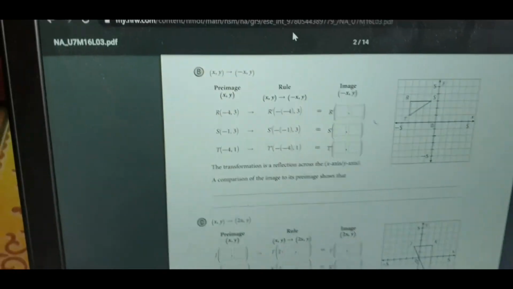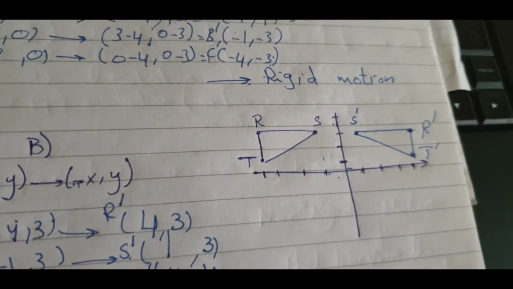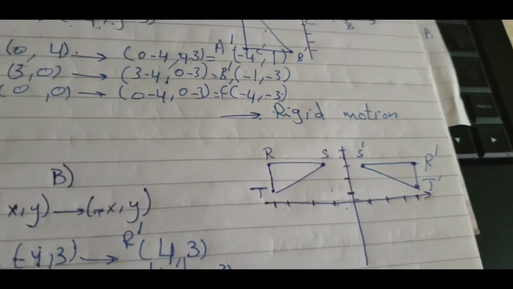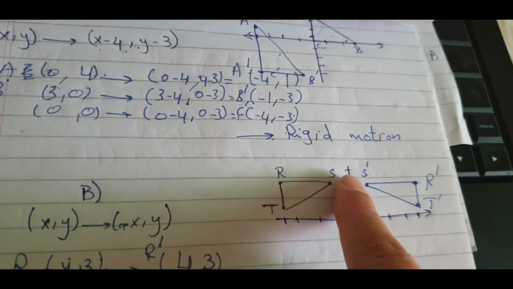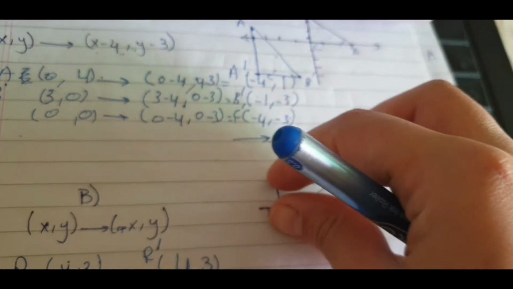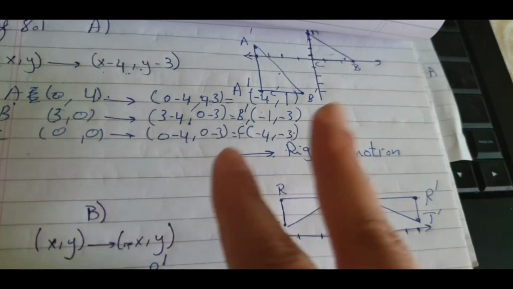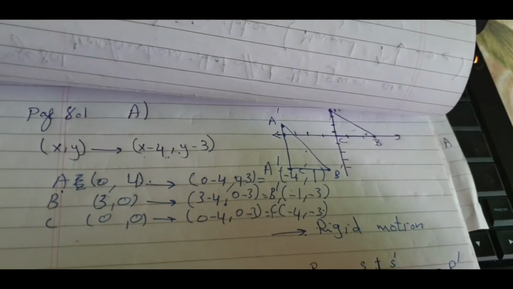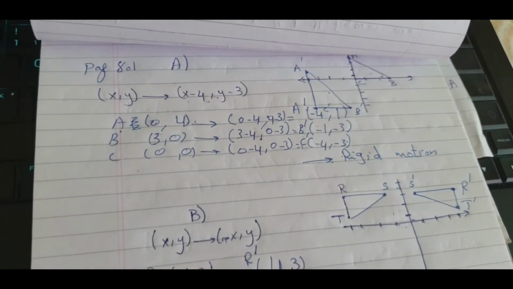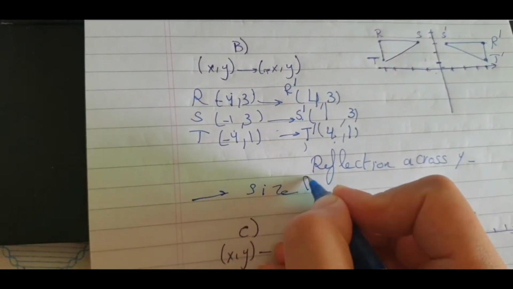Let's compare between the image and the pre-image. What do you think here? Do they have the same size and shape or not? Yes, they have. It is the same size and shape. And this was 3 squares, it remained 3 squares. This was 2 squares, it remained 2 squares. Only it's looking in front of each other. But did it change size and shape? It didn't. So this is what I'm going to tell him. Size and shape are the same.